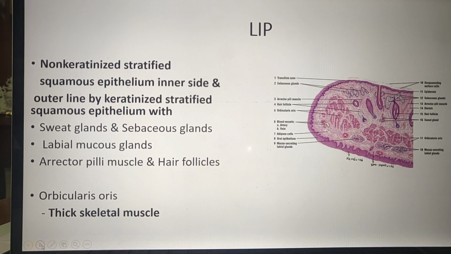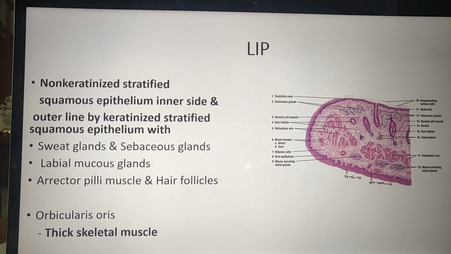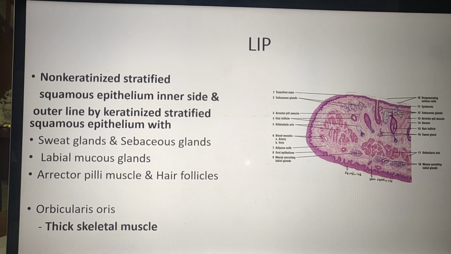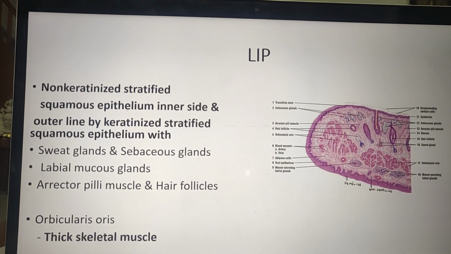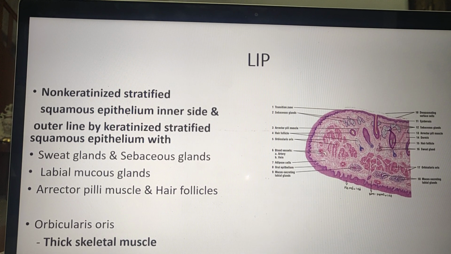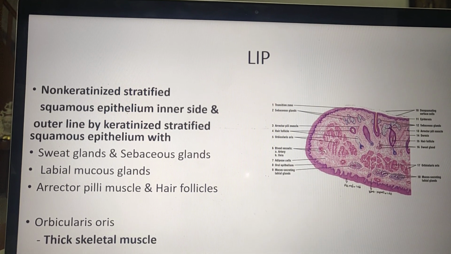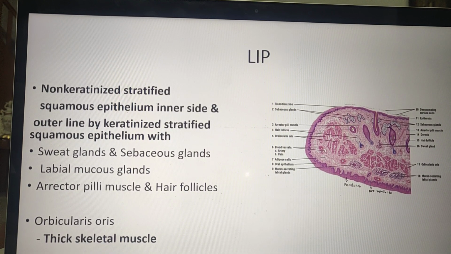In the slide of the lip, there is non-keratinized stratified squamous epithelium on the inner side, and the outer side is lined by keratinized stratified squamous epithelium with sweat glands, sebaceous glands, labial mucosal glands, arrector pili muscles and hair follicles, which are present on the outer side of the lip. Orbicularis oris, the thick skeletal muscle, is present inside the lip slide.